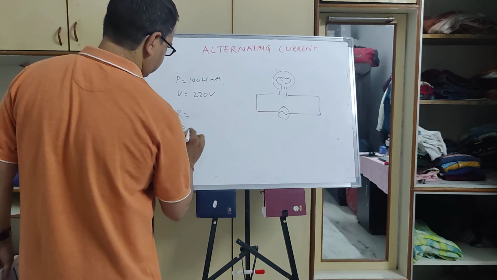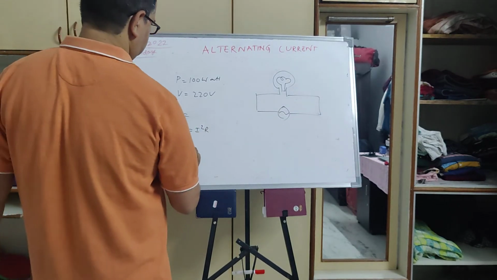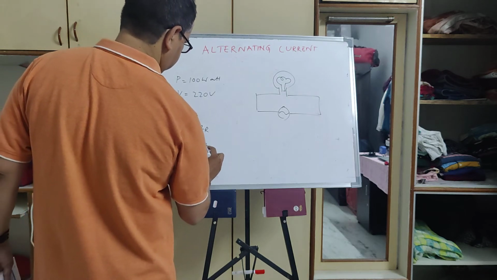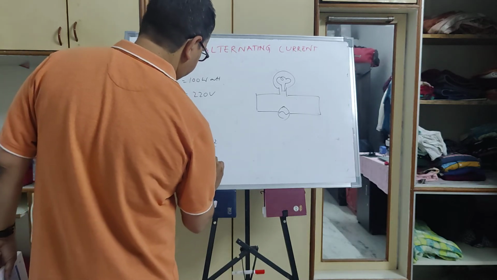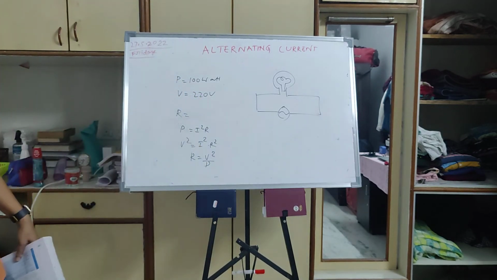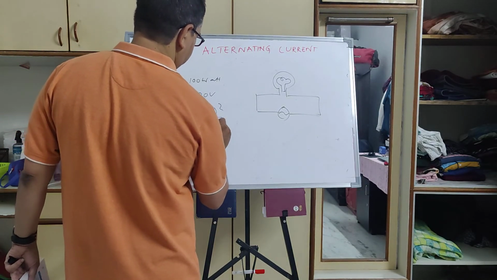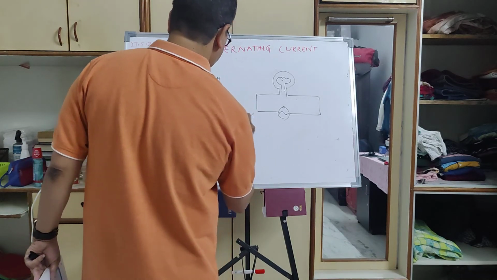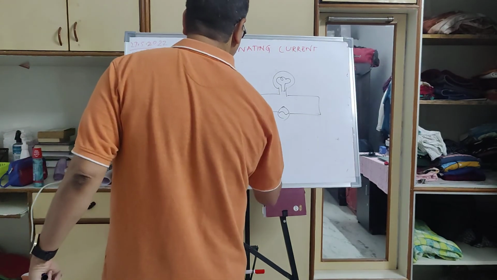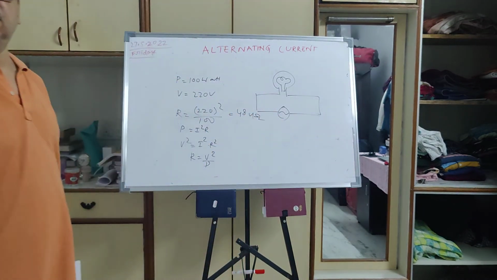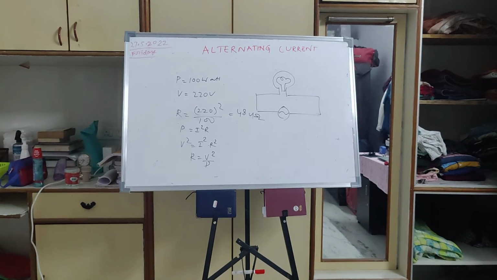Power is equal to I square R, right? And then voltage square is equal to I square R square, right? So resistance will be V square by P. So my resistance will be 220 square divided by 100, right? So it will be 484, the zeros cancel. So my resistance is 484 ohm. That is one answer.